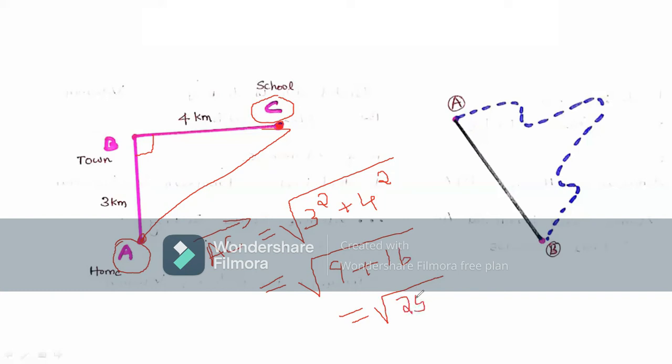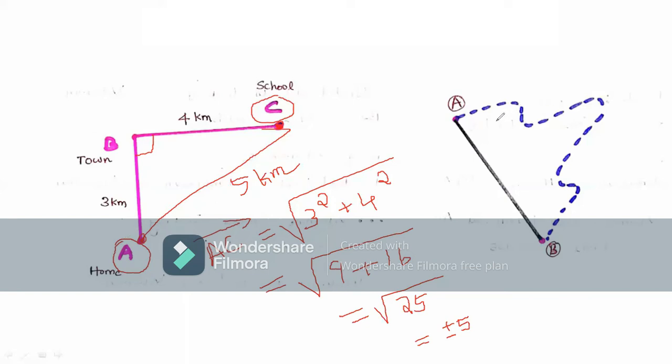The square root of 25 is plus or minus 5. It may be plus or minus 5 kilometers. Let us say positive 5 kilometers. It may be plus 5 or minus 5. That is why it is called a vector quantity, because it has magnitude and direction. It's the straight line distance between the final and initial position.